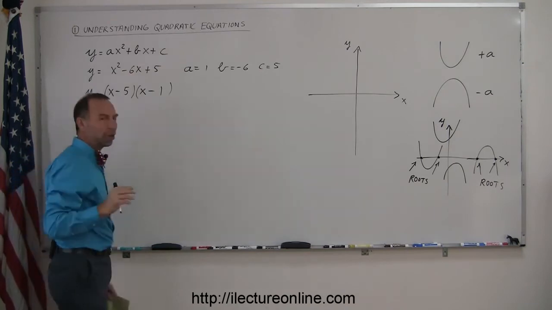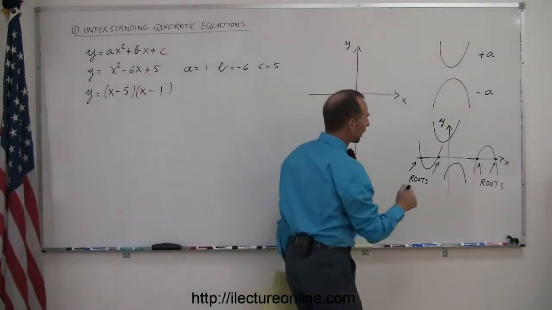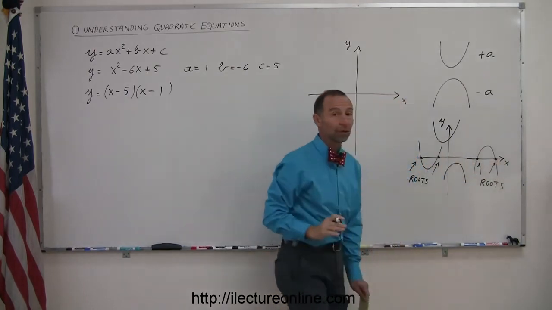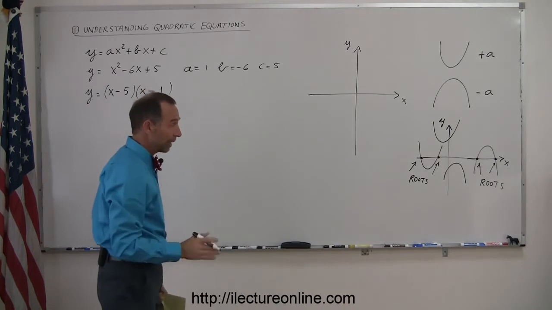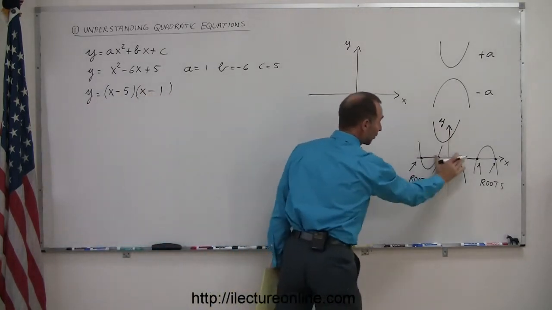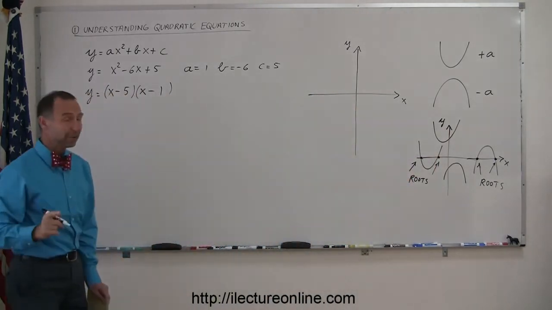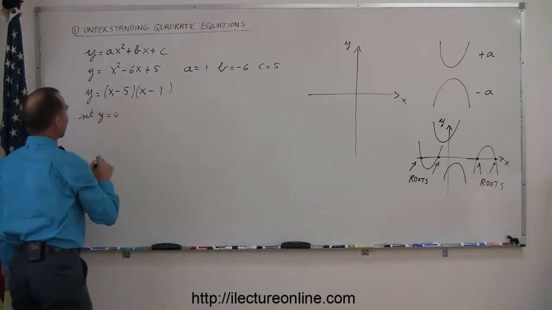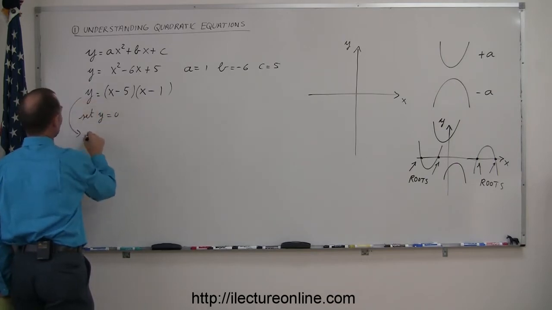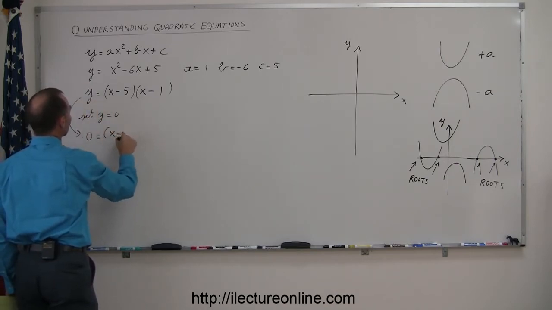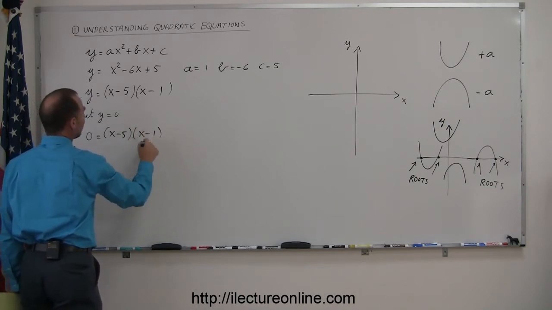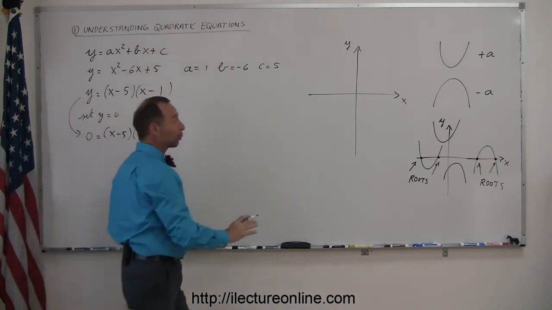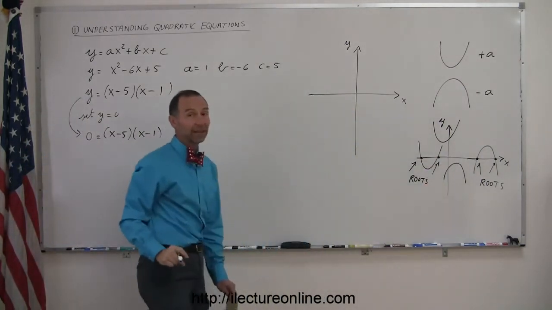Now, if we want to solve a quadratic equation or find the roots, realize that the roots are the points that lie on the x-axis. That means at that location, the y value is equal to 0. So any point on the x-axis has a y value of 0, which means if I'm going to find the roots, I'm going to set my y equal to 0. If I do that, this equation now becomes 0 is equal to x minus 5 times x minus 1. And if I solve this for x, then I will find the points where the equation crosses the x-axis.